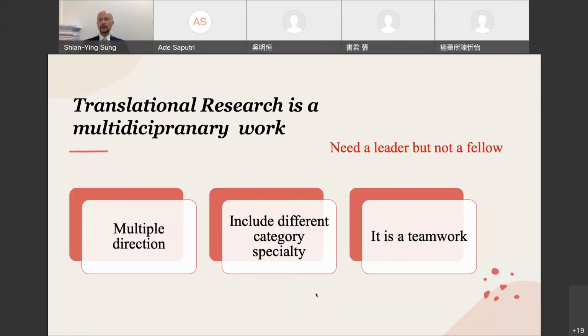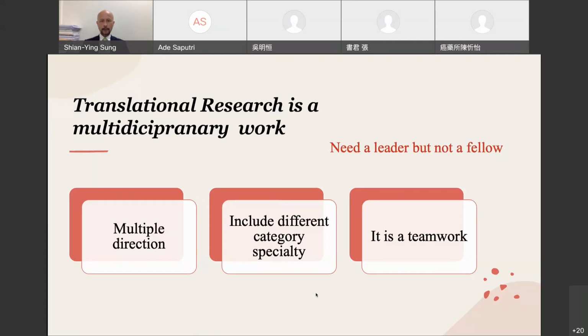So translational research is multidisciplinary work. It's not just focused on one disease or one special area, but we need to be very open-minded. It is multi-directional, including different categories of specialty, and we need teamwork to do it together. And this teamwork needs leaders.